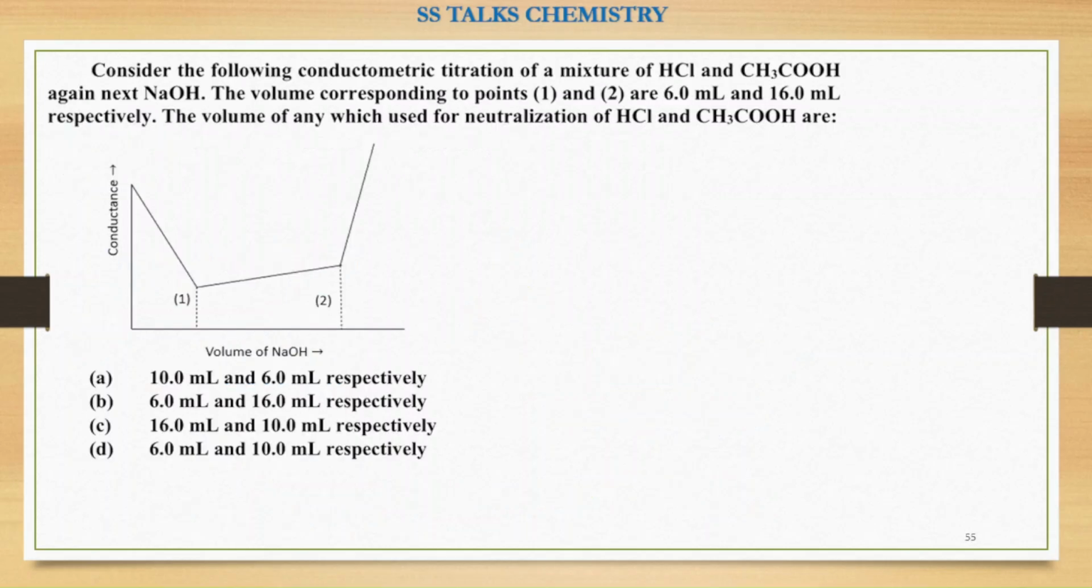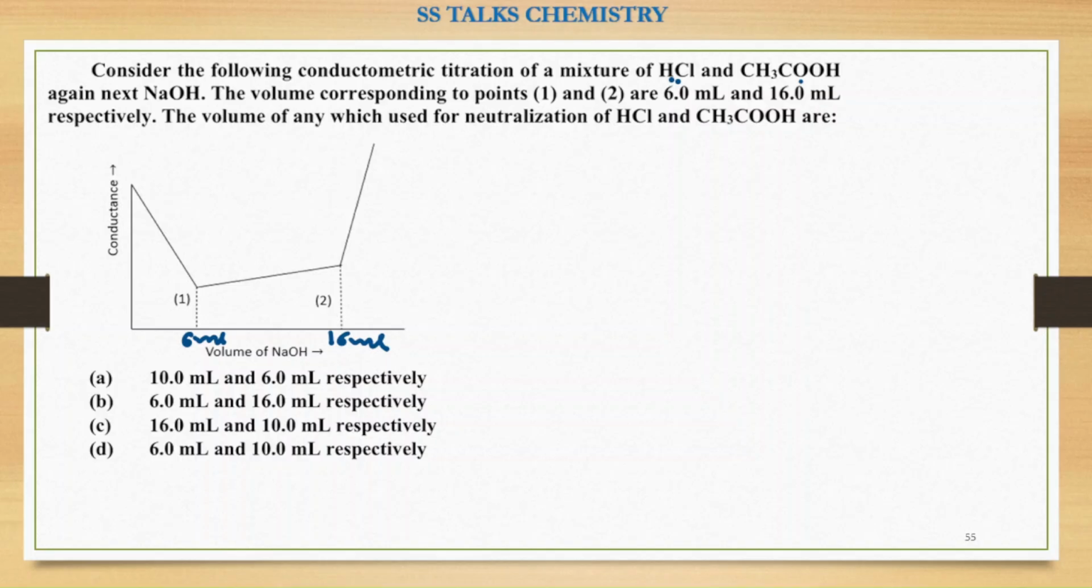Next we have this. It says: consider the following conductometric titration of a mixture of HCl and acetic acid against NaOH. The volumes corresponding to 1 and 2 are 6 ml here and 16 ml here, respectively. What is the volume of NaOH used for the neutralization of the HCl and the acetic acid?